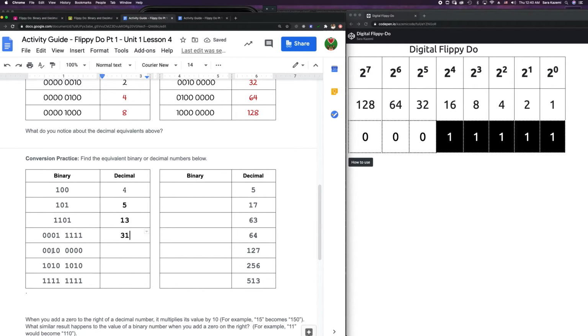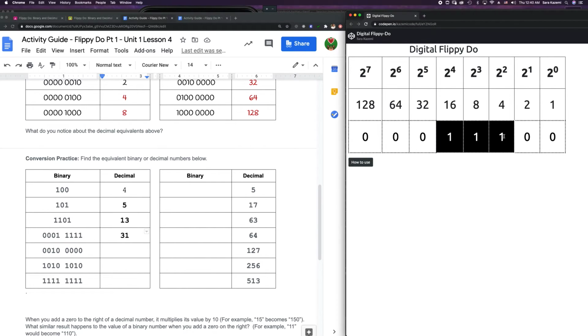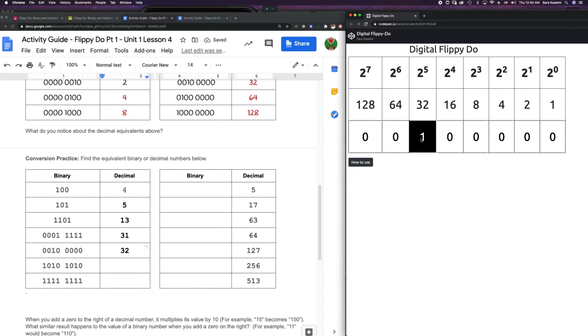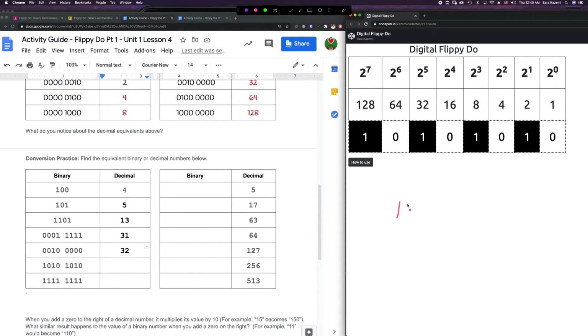And for this value right here, we've got 0, 0, 1, and then the rest 0, so we know that it's just going to be 32. And for the next value, you got 1, 0, 1, 0, 1, 0, 1, 0. Okay, so now we have 128 plus 32. And then we've got 8 plus 2 plus 1, which is 11. So we'll add all that together, and that's going to be 171.